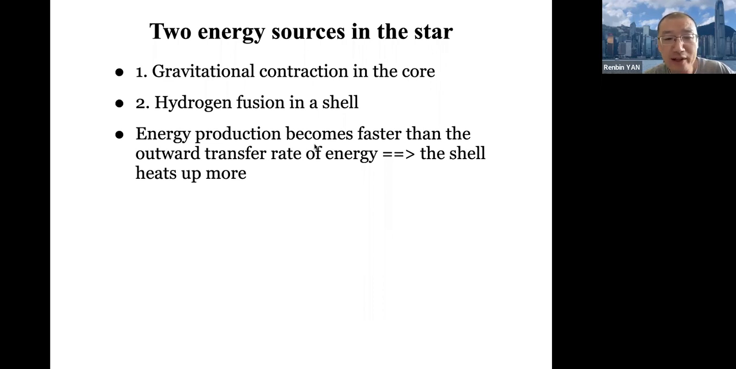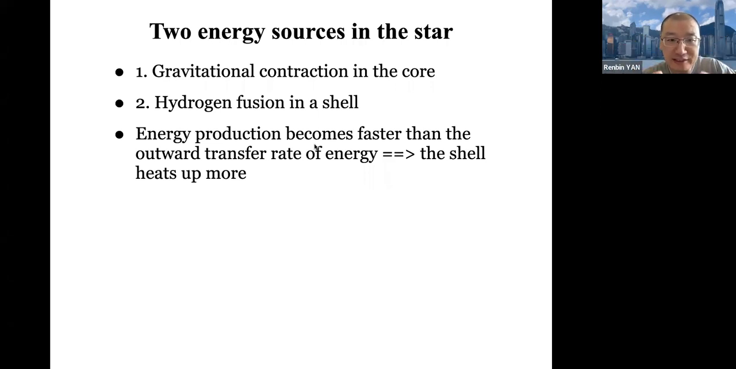So previously, when it was on the main sequence, there is an energy balance. How much energy is being produced in the center can all get out in the form of luminosity, right? How much energy is produced per second, all that energy gets radiated away through light by the star.